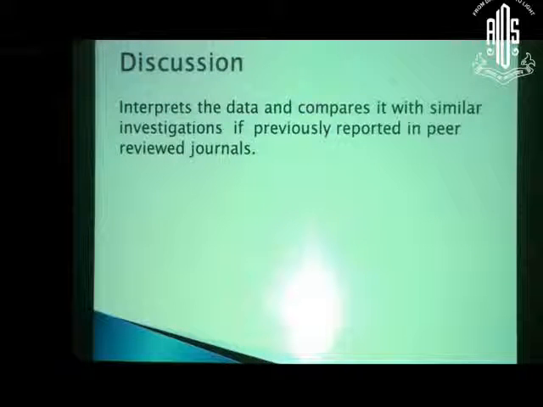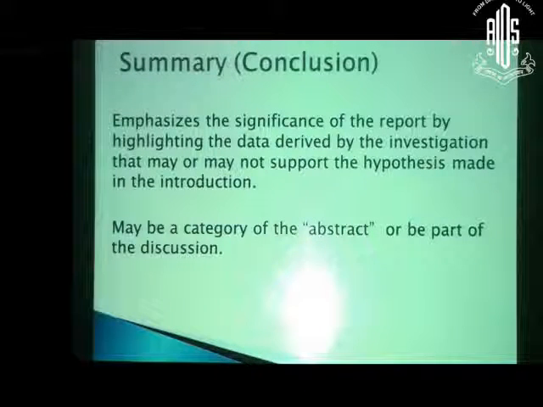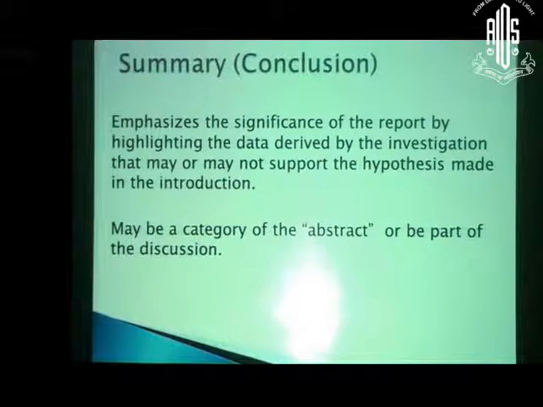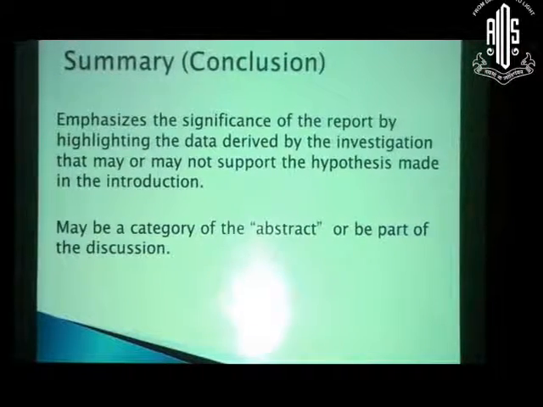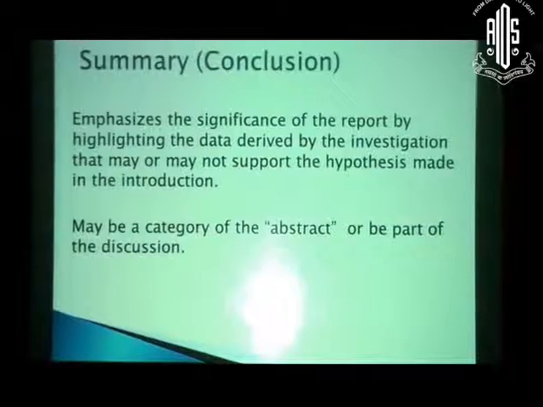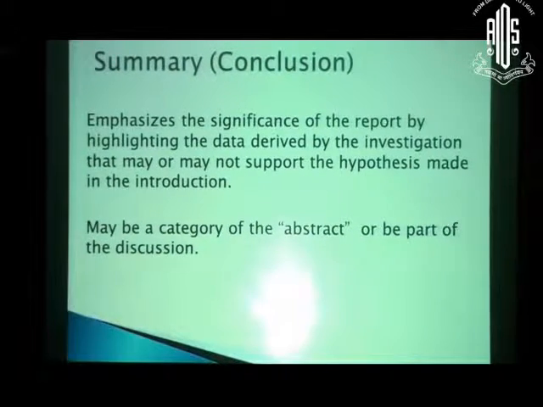And at the end, the discussion is more liberal, because it interprets the data from your studies and compares it with similar investigations previously reported in peer-reviewed journals. And finally, the summary, the conclusion. That's my topic, to summarize. This emphasizes the significance of the report by highlighting the data derived by this investigation that may or may not support the hypothesis made at the beginning. This summary could be a category of the abstract. Sometimes when you're reading an abstract, it breaks it into different categories, and at the end of the abstract there's a category called summary. Another area for that summary is in the discussion.